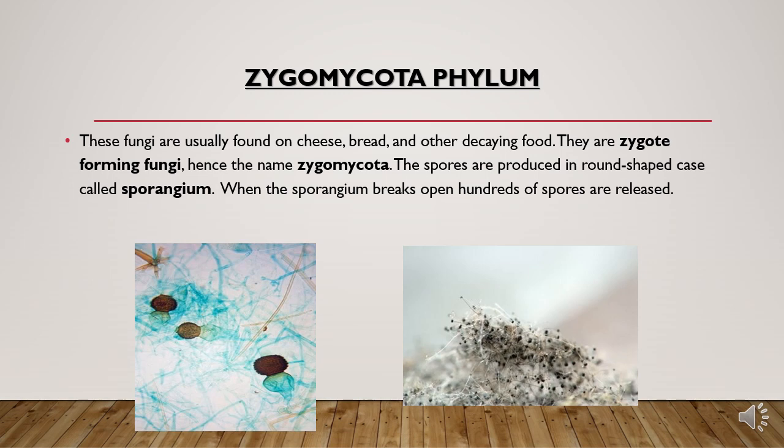But they release spores, which are encased in a round casing, which is the sporangium. When the sporangium breaks open, hundreds of spores are released. An example of certain species found in this phylum is the Mucor or the Rhizopus, which is found on bread mold.